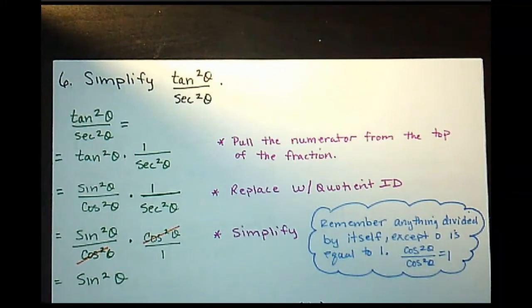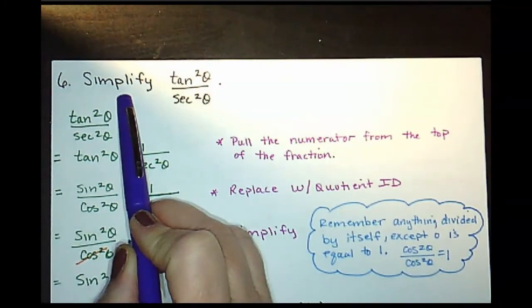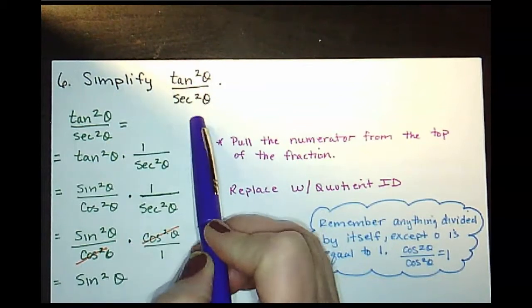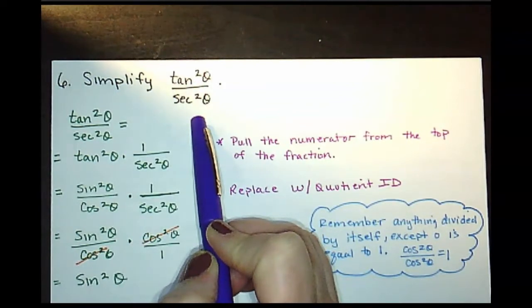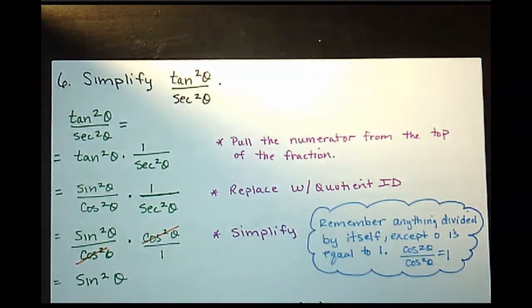Okay, so for number 6, again, we're simplifying. So pay attention to the direction that it's giving you, what it's asking you to do, and what you're actually working through the problem with. So we are simplifying tangent squared theta over secant squared theta.